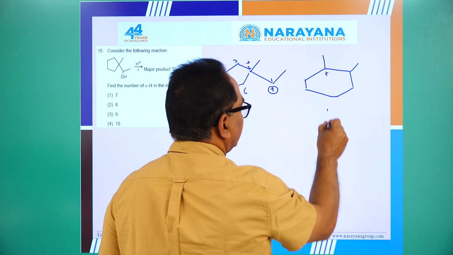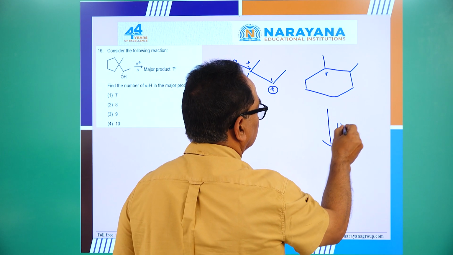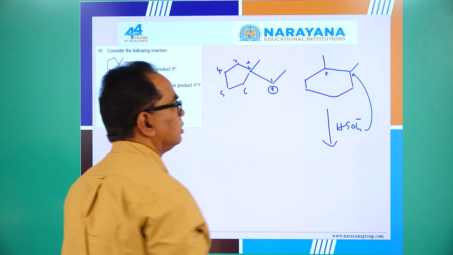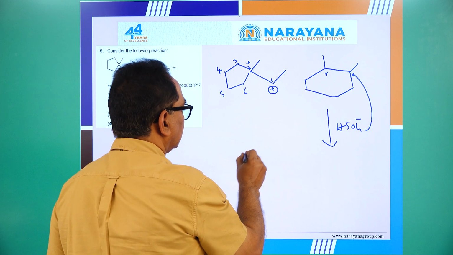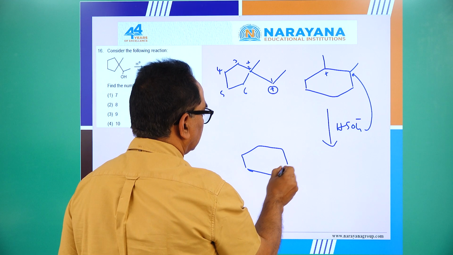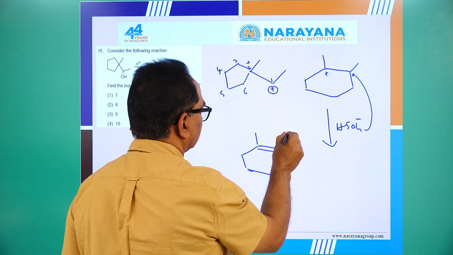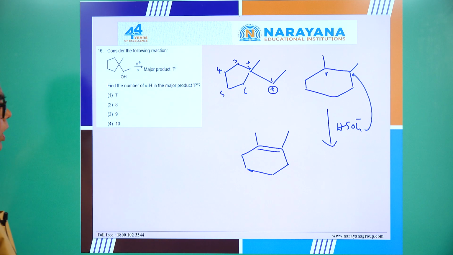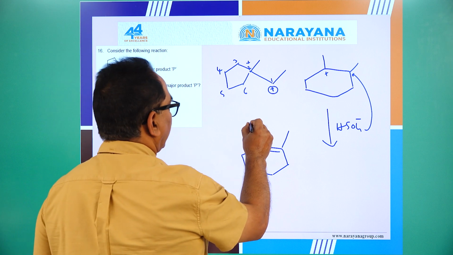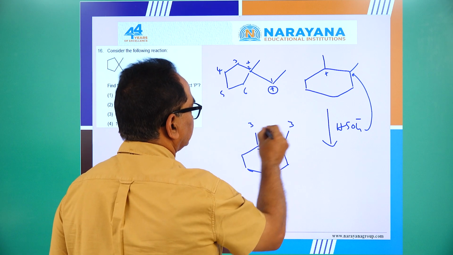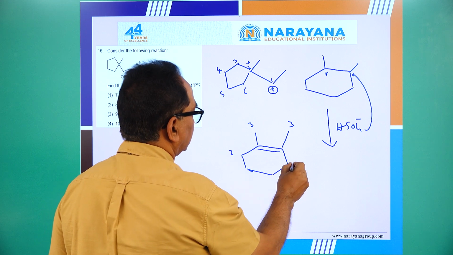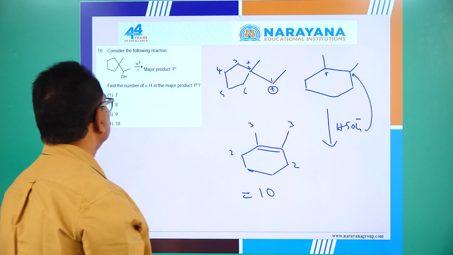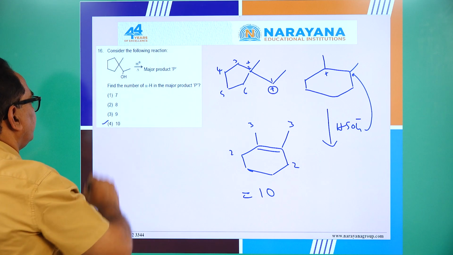Now the base abstracts the proton from the above carbocation from this carbon. Then you will get an alkene. So in this, the number of alpha hydrogens: here we have 3 alpha hydrogens, here we have 3 alpha hydrogens, here we have 2 and here we have 2. Totally we have 10 alpha hydrogens. So the correct answer is 4.